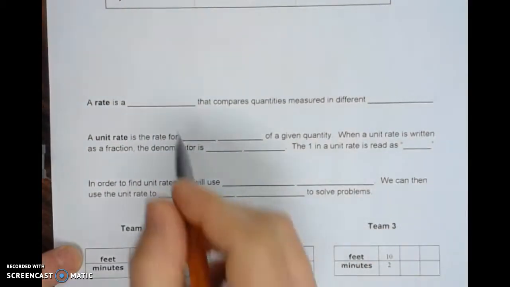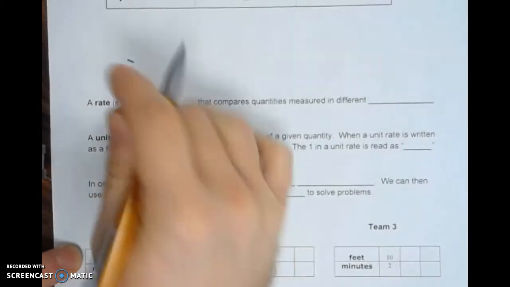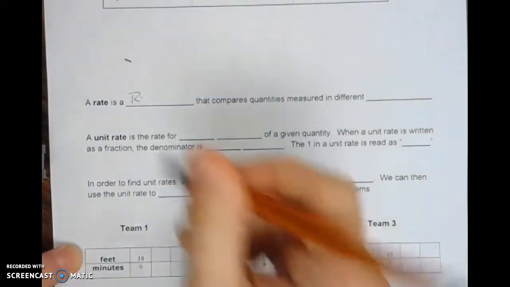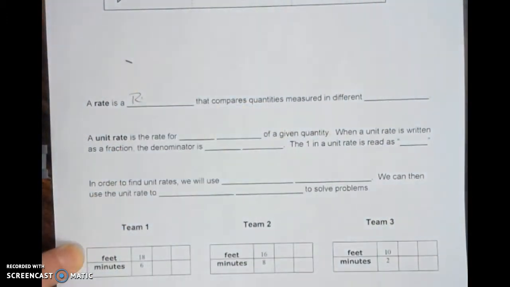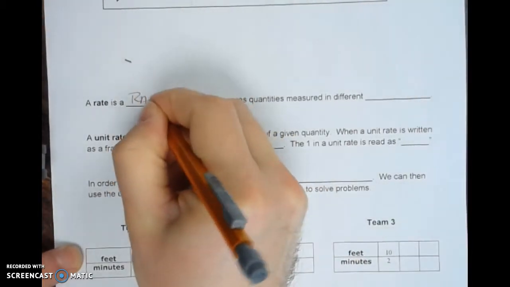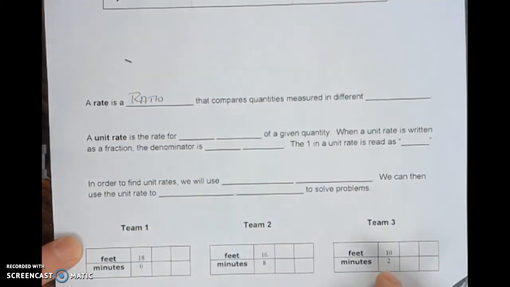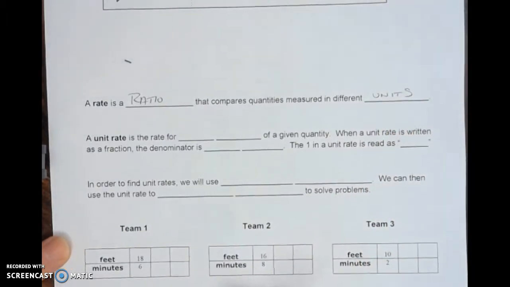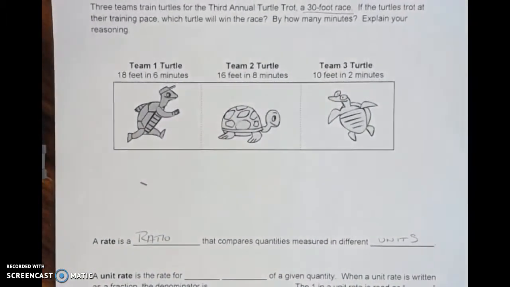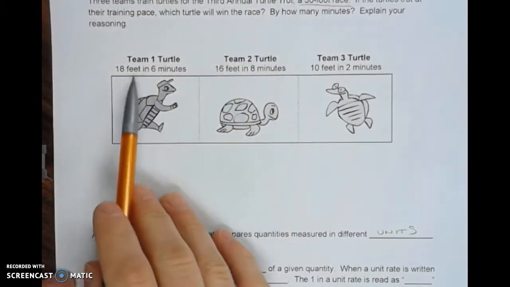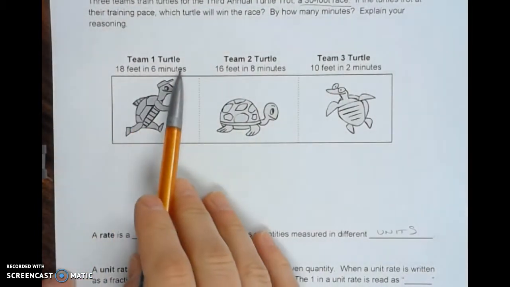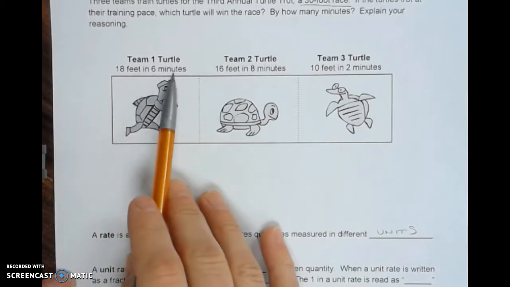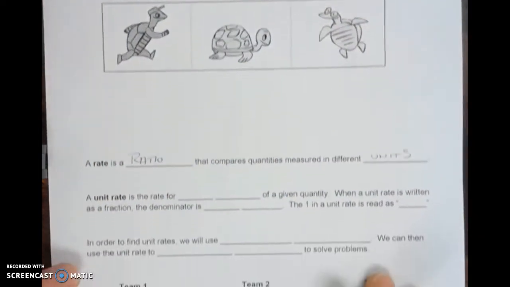Okay, a rate is a ratio. A rate is a ratio that compares quantities measured in different units. Okay, we can see that we're going to be working with a rate here because we're trying to figure out how many feet they can go in a certain number of minutes. So we're comparing two different types of units here.